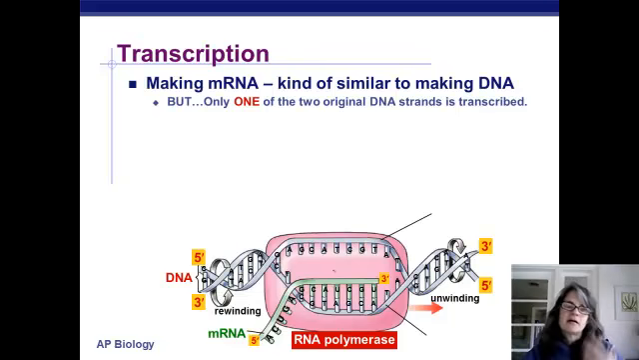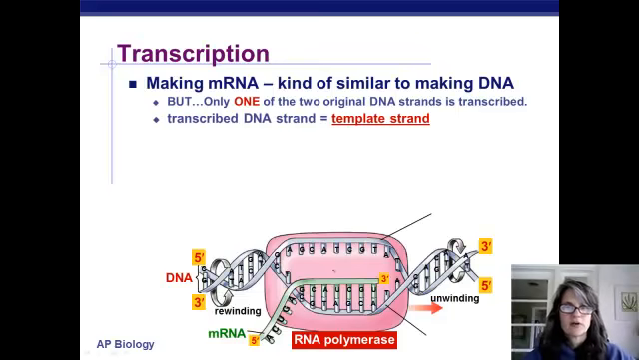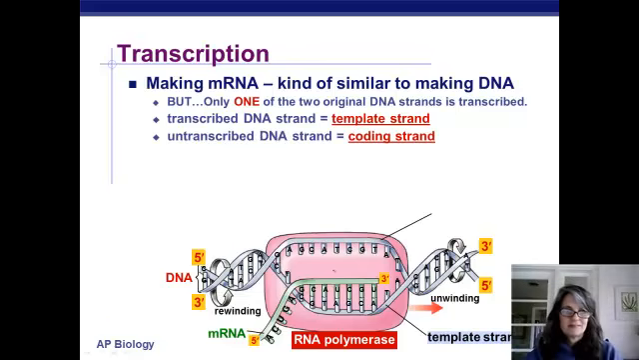So, how to make mRNA. It is really similar to making DNA, when we use the DNA as a template, just like we would when we replicate, but instead of transcribing both sides of that DNA helix, only one of the original two DNA strands is transcribed. The one being transcribed is called the template. The other one that doesn't get any action is called the coding strand. So in this diagram down here, this part of the DNA that is actually getting transcribed, and we are making the RNA by reading that DNA, this is the template strand. This up here would be the coding strand.